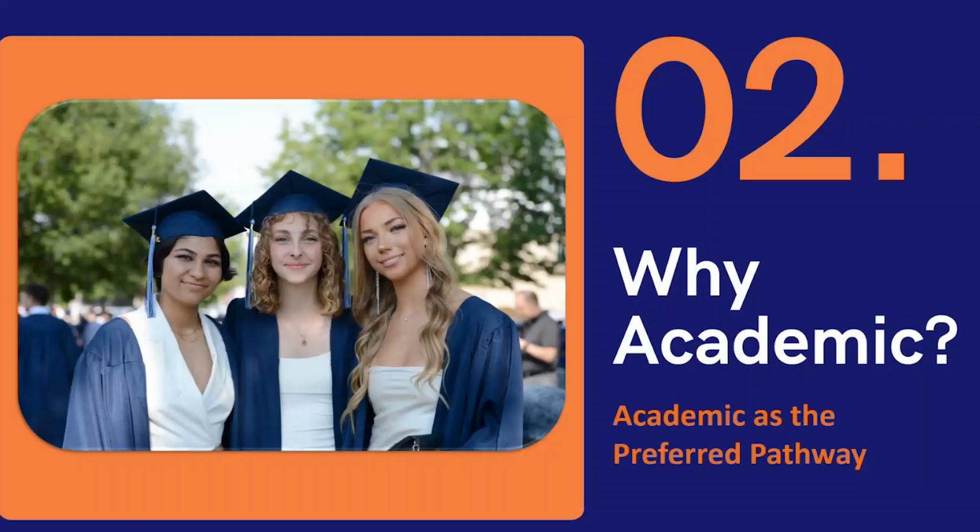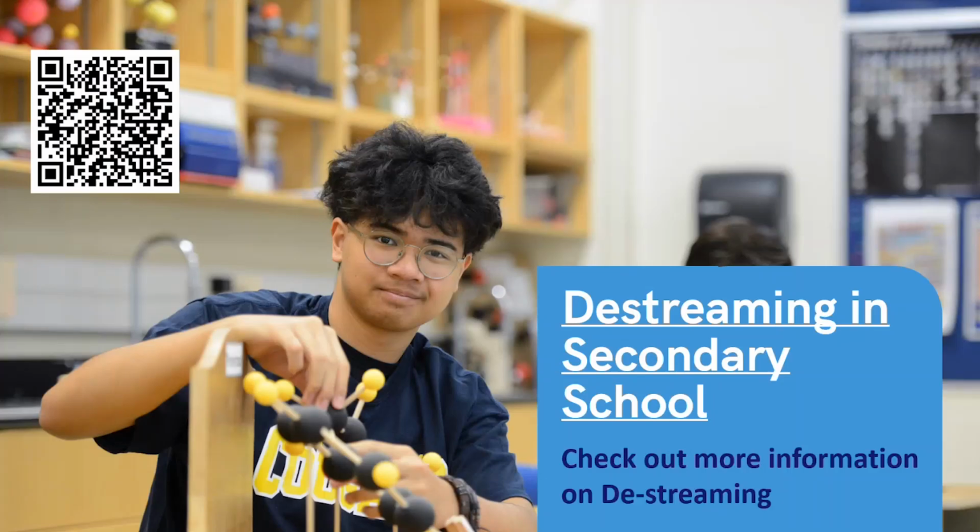As mentioned previously, academic courses in grade 10 are the preferred selection for most students. We are going to look at some of the reasons why. Ontario high schools began offering D-Stream courses in grade 9 in 2021 in order to provide alignment between the grade 8 and grade 9 curriculum and core subject areas. D-Streaming also allows students to build strong academic foundations before choosing pathways in grade 11. To learn more about D-Streaming, please use the QR code on the screen to access TVDSB's webpage on D-Streaming in secondary schools.